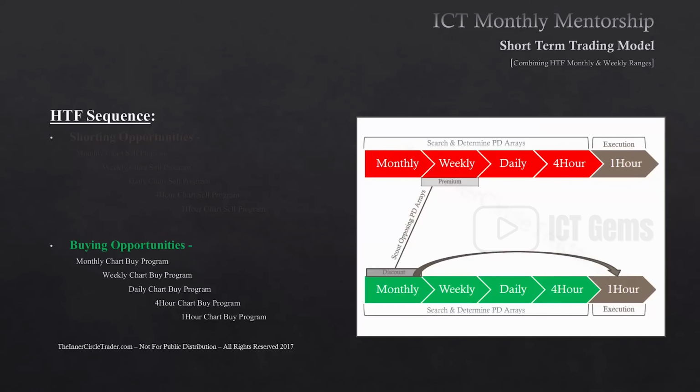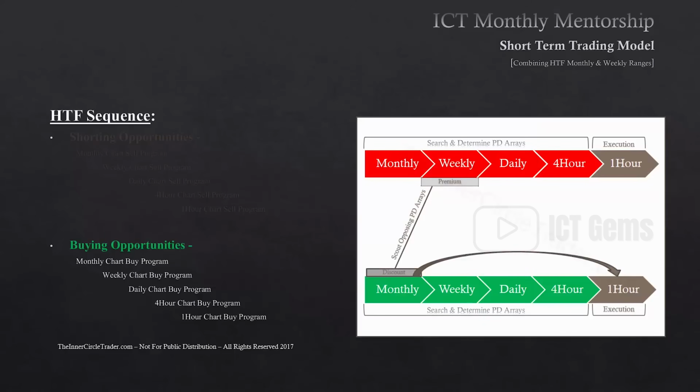Once we arrive at discount monthly PD arrays, we go down through the monthly, the weekly, the daily, and the 4-hour to reference all of its individual unique discount arrays. Every single one of these, even if we missed the monthly discount array and price has already moved away from it, we can't use it, but we can refer to it as an indication that the market wants to go higher. So therefore, we're identifying that weekly premium level as a target. So whatever that range is, that's what we're waiting for it to trade up to. Between those 2 points, there may be thousands or hundreds of pips in terms of the difference between the monthly discount level and the weekly premium.